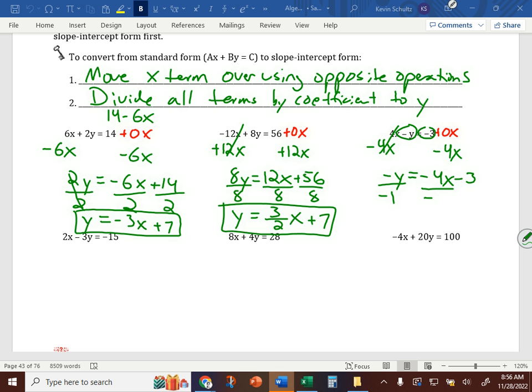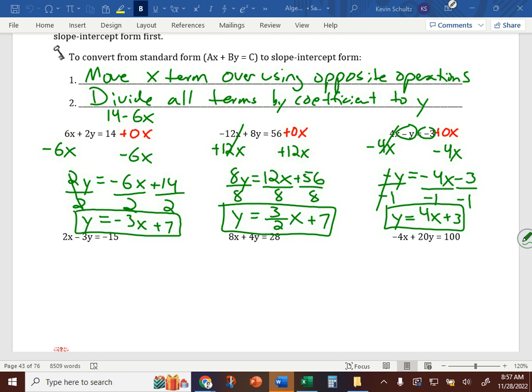So we're dividing everything by negative 1. That's going to cancel out this sign with the y here. So y is by itself. Negative 4x divided by negative 1 is simply a positive 4x. And then negative 3 divided by negative 1 is a positive 3. And there's our equation, slope-intercept form.